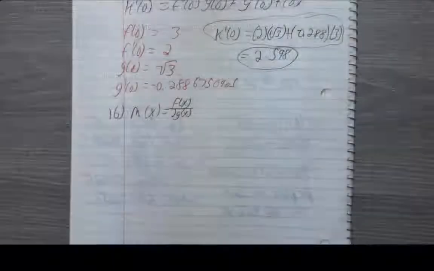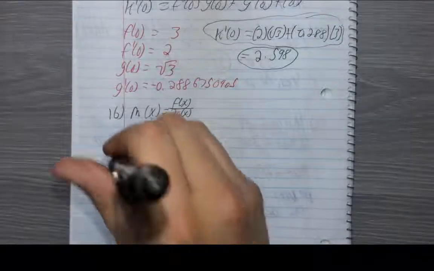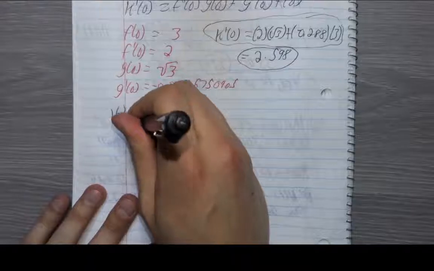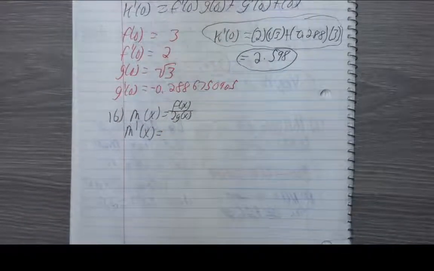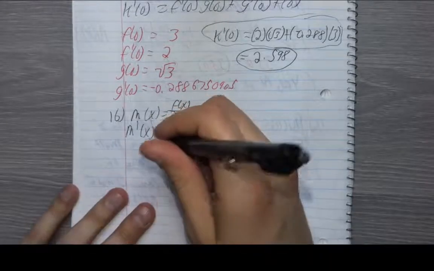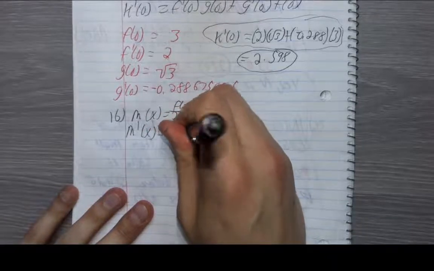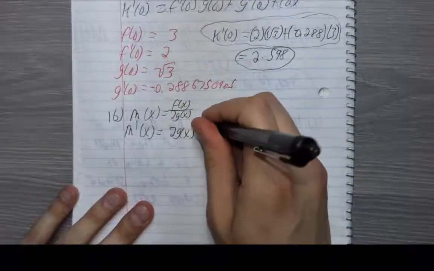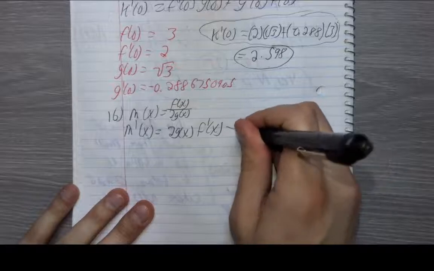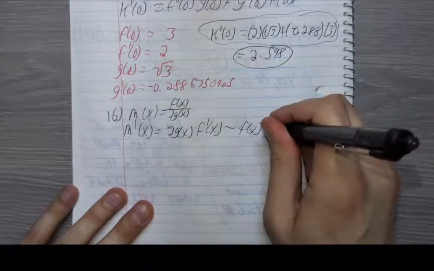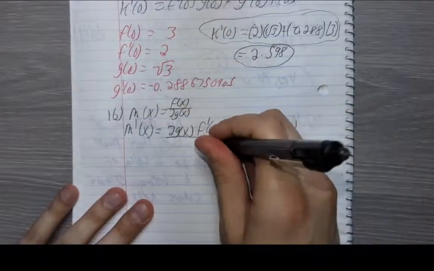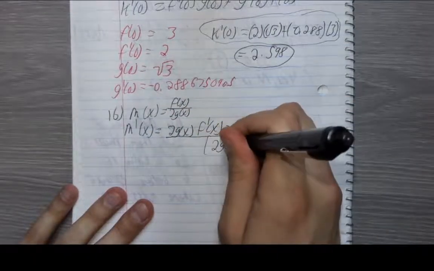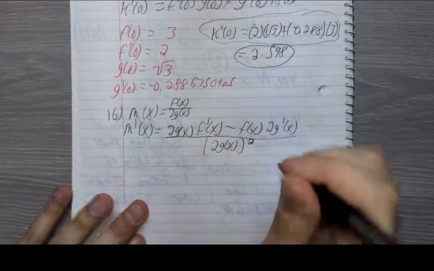Okay, well, we have m of x. In order to find m prime of 5, it's the exact same thing, but first we need m prime of x. All right, guys, this is quotient rule. Last problem was product rule. This time we're using quotient rule. If you remember trusty old low-d-high: low times the derivative of high minus high times the derivative of low, all divided by low squared. Low-d-high minus high-d-low.